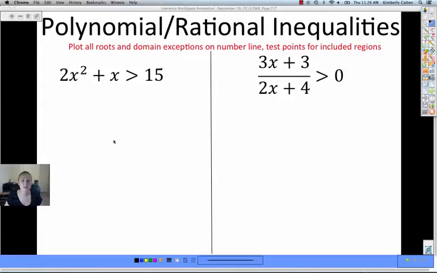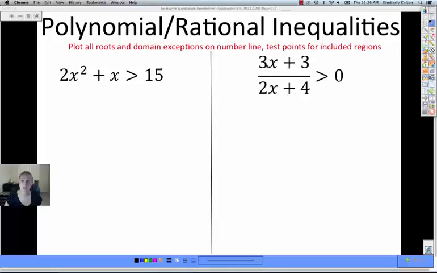This video is on polynomial and rational inequalities. So basically, polynomial and rational inequalities are relatively simple to do. We're not going to worry so much about solving them, and we're not going to worry so much about the signs, but rather we're going to look to see if we can find the roots, which are the x-axis or the x-intercepts, and any domain exceptions.